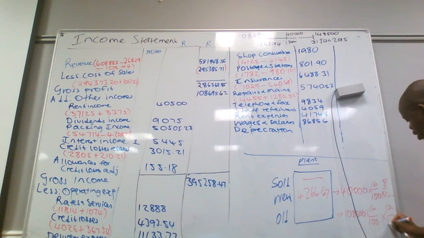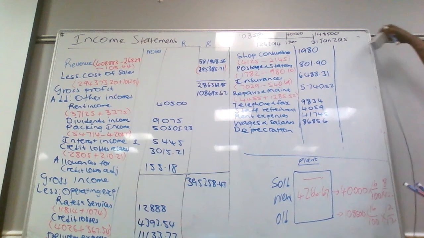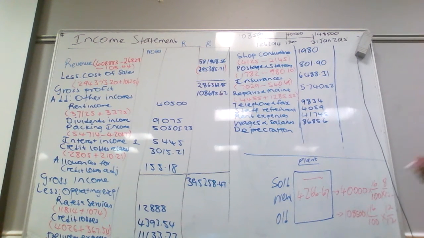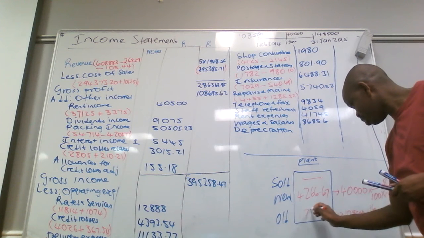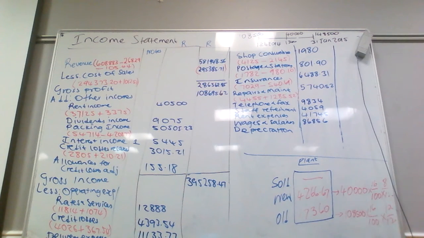Remember, the old will always be 12 over 12, guys. If you find 14 over 14, just know that you are wrong. Okay. How much? 17,360. Thank you, guys.